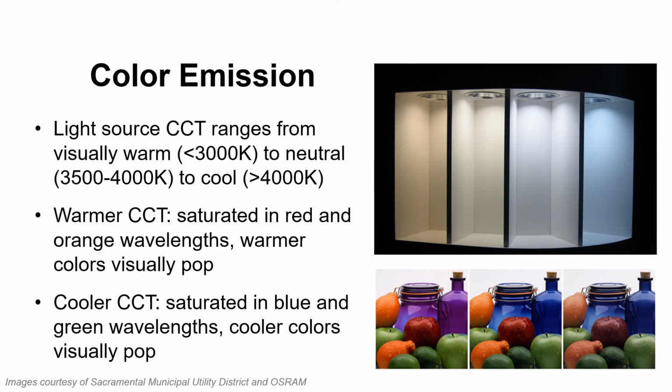A warm white light source typically appears orangish white with a CCT under around 3000 kelvins. Saturated with red and orange wavelengths, warm white light makes warmer colors in a space visually pop while also bringing out some flesh tones. A neutral white light source has a CCT of about 3500 to 4000 K. And a cool white light source typically appears bluish white with a CCT above around 4000 K. Saturated with blue and green wavelengths, it makes cooler colors in a space visually pop.